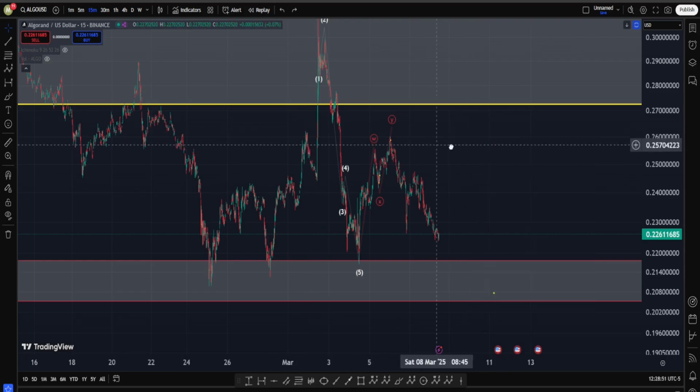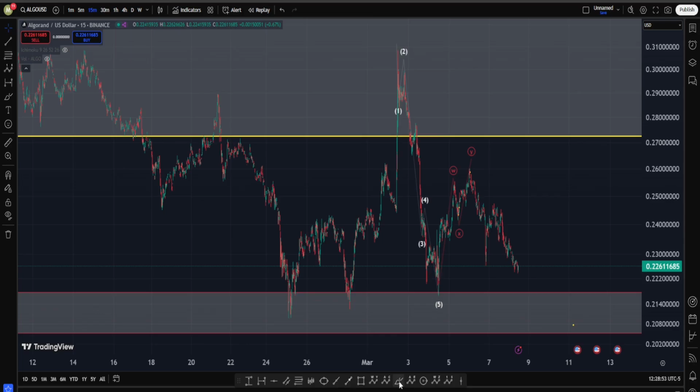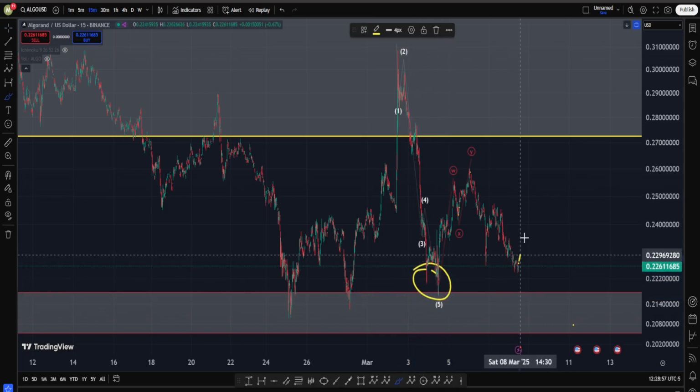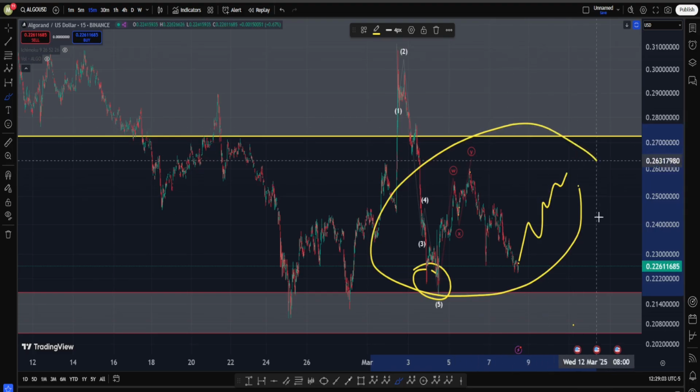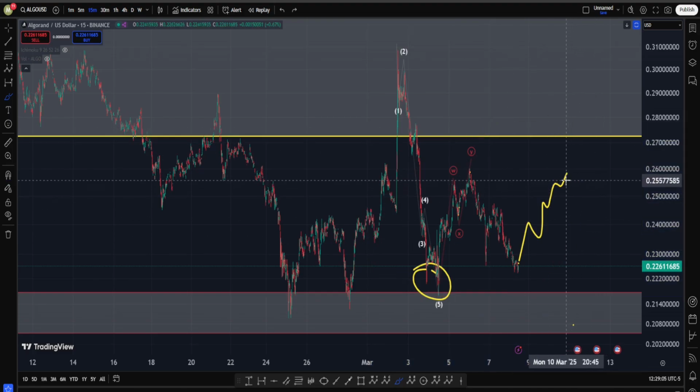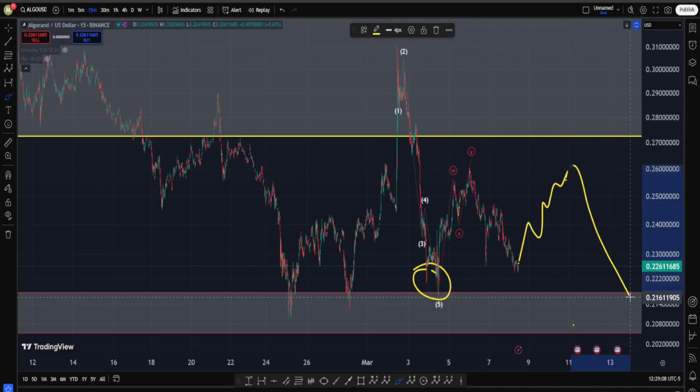But for now, I would like to argue that we are having a correction starting from this point, and sure, we may see another move up, something like this in Algo, but at that point I'm going to argue this whole move is going to be a corrective movement, and then once more I'm going to say we are probably going to get another move down.